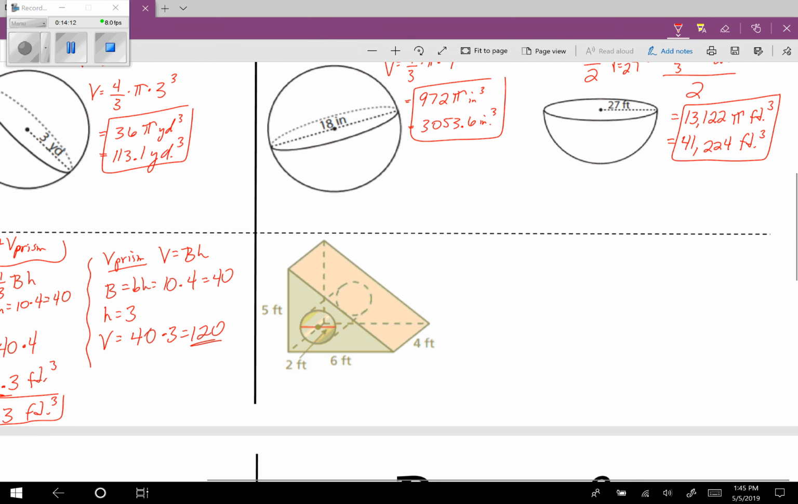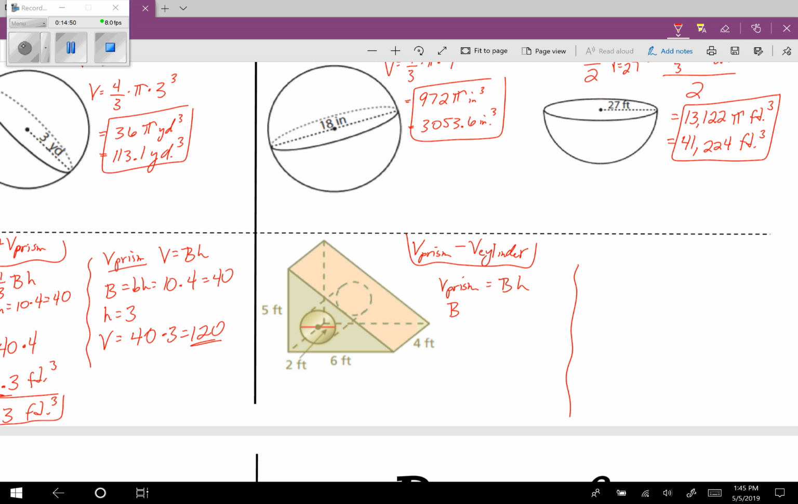Okay, on this one, you're going to see that they want you to find the volume of the triangular prism without this cylinder. So we will have the volume of the prism minus the volume of the cylinder. We'll calculate those 2 things separately and then subtract them. So the volume of the prism. Okay, it's a prism, so it's area of the base times height.